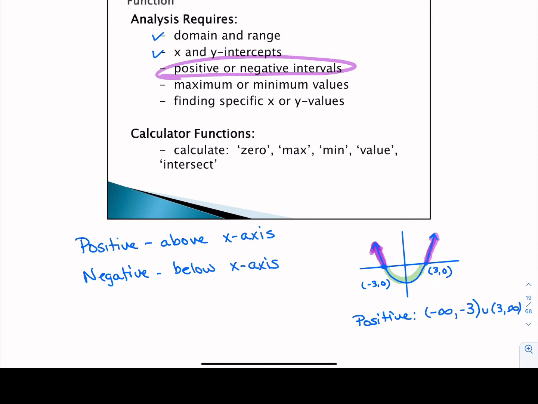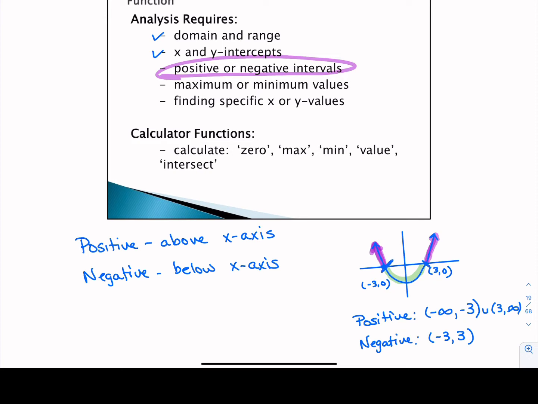So if we were to jot down the interval where this is negative, we say it starts when x is negative 3 and it ends when x is positive 3. So what we're really saying is between negative 3 and positive 3 for x values, the graph is sitting below the x-axis. So we're actually using those intercepts as sort of the dividing points.